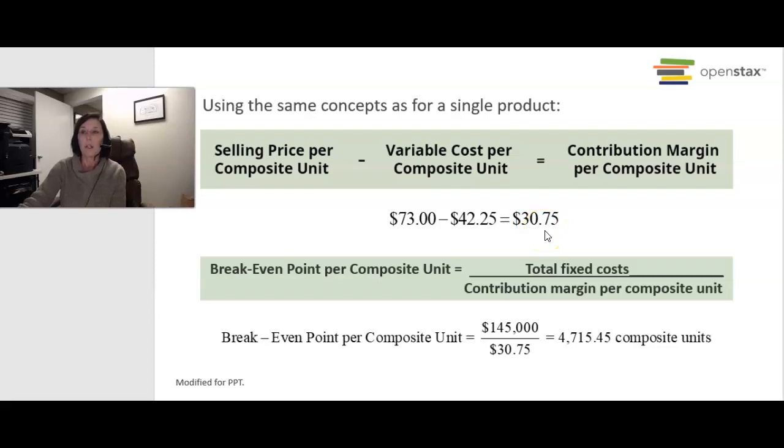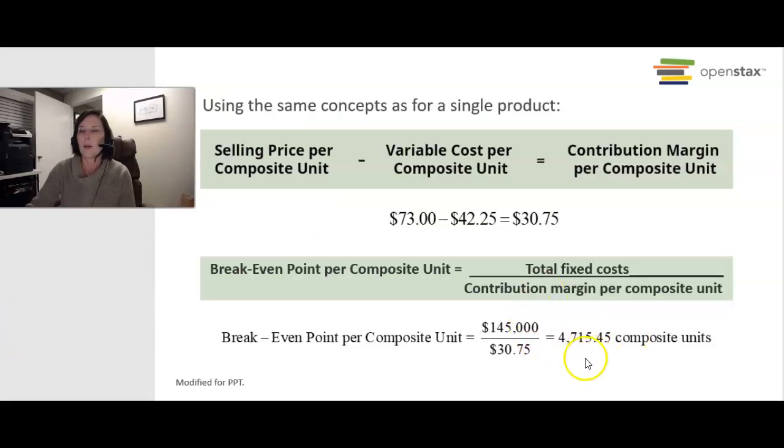Now is where we can start to calculate the break-even point. Now we've got our total fixed costs divided by the contribution margin per composite unit, and that tells us that we have to sell 4,715.45 composite units in order to break even.